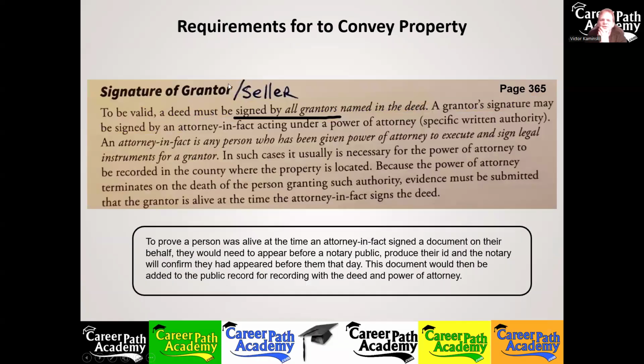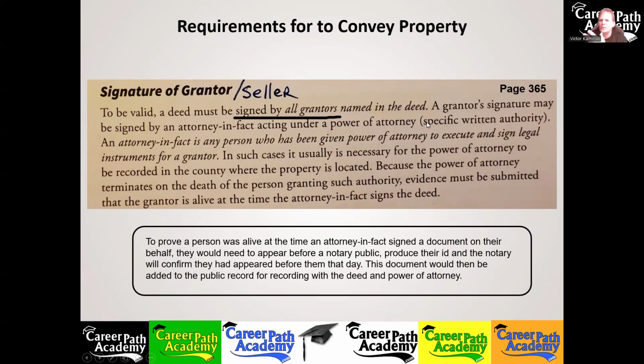All right, so the signature of the grantor, that's the seller. All the sellers need to sign. Now here's an interesting thing. To be valid, a deed must be signed by all the grantors named in the deed. A grantor's signature may be signed by an attorney in fact acting under a power of attorney.